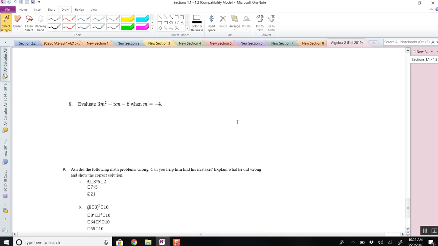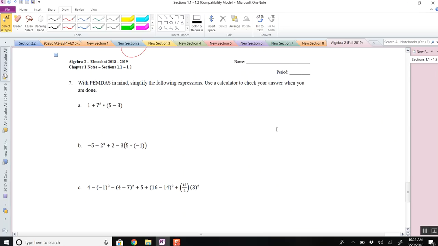So let's try a few of these. So we'll wrap up these notes. For this one, you have 1 plus 49 times negative. Let's take care of the parentheses and then the exponent.